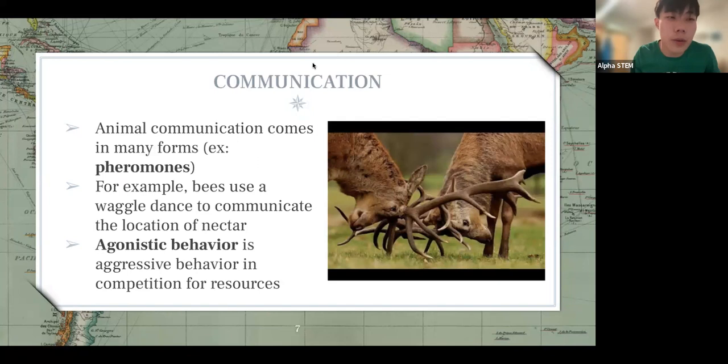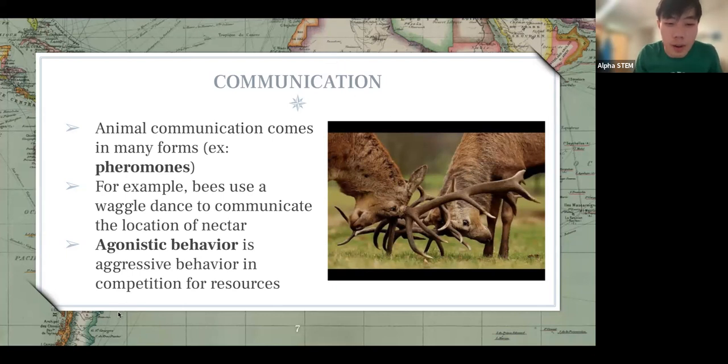And then finally, we have animal communication, which can come in many different formats. It can be visual, auditory, or chemical. For example, lots of insects release pheromones. Different ants will release pheromones to make tracks and be able to find their way back to the nest. Other insects, such as bees, use a waggle dance to communicate the location of nectar.